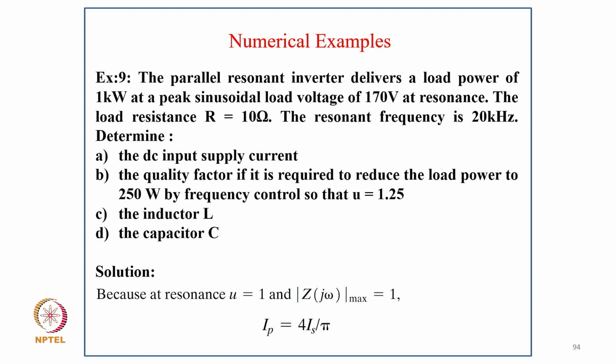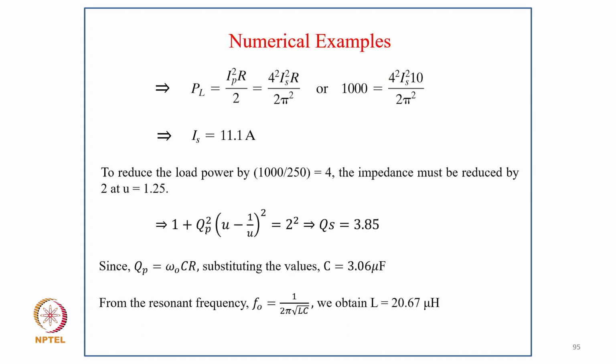Coming to example 9, the parallel resonant inverter delivers a load power of 1 kilowatt at a peak sinusoidal voltage of 170 volt at resonance. The load resistance is equal to 10 ohm. The resonant frequency is 20 kilohertz. Determine the DC input supply current, the quality factor, and, if it is required to reduce the load power to 250 watt by frequency control, so that u equal to 1.25, the value of inductor and the value of capacitor. Because of resonance, u equal to 1 and Z equal to 1, Ip equal to 4 Is upon pi. So PL equal to Ip square R by 2. So putting a value, we get I is equal to 11.1 ampere.